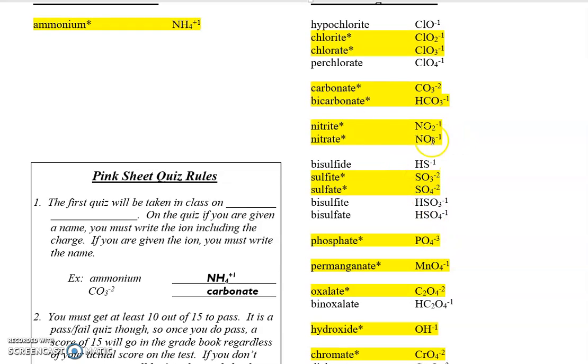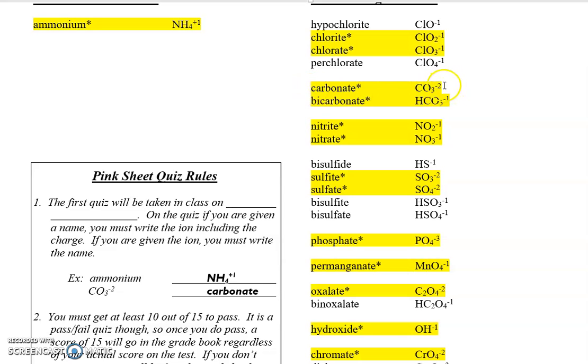Okay, nitrate, nitrite, same rules apply. Ate, NO3, ite, NO2, you lose 1. Sulfate, sulfite, now sulfate is SO4, so it's 4 oxygens, but ite, it's just 1 less, SO3, okay, with a -2 charge, just like sulfur. Sulfur has a -2 charge, okay.